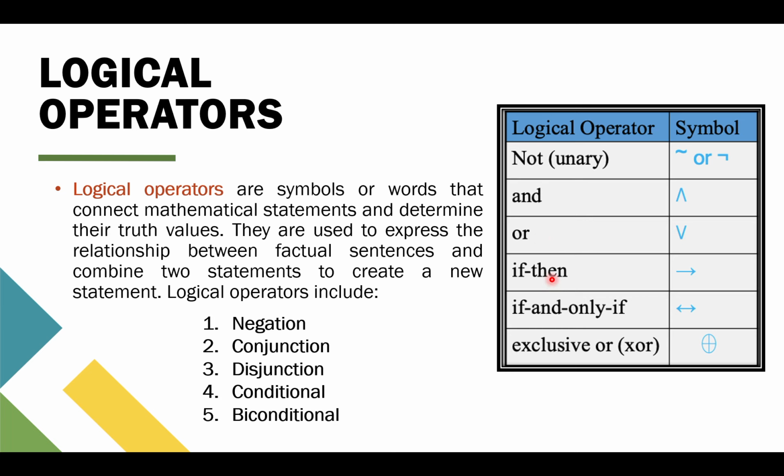If then, under siya ng conditional. So, arrow ang gagamitin natin that points to the right. And biconditional, if and only if. Ayan, yung arrow from left to right. Itong exclusive or, XOR, hindi muna siya natin isasama, kasi hindi siya kasama sa ating objective.